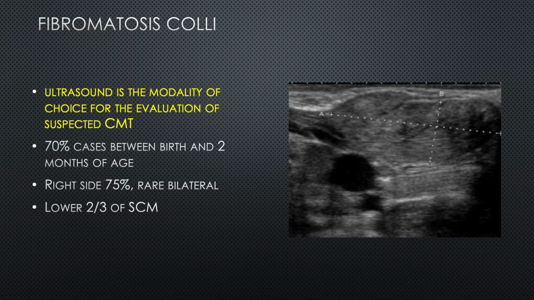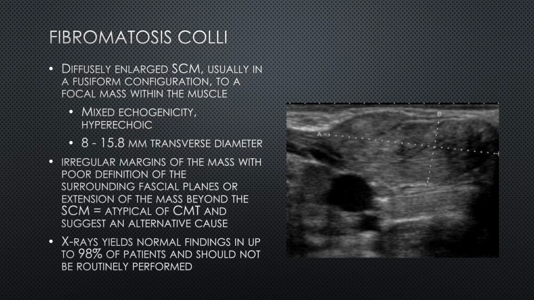So for fibromatosis coli, the ultrasound is a modality of choice for the evaluation. 70% of cases are between birth and 2 months of age. For some reason, the right side is more common and very rare to have bilateral involvement. And usually the involvement's in the lower 2/3 of the muscle. Fibromatosis coli, you'll see the diffusely enlarged sternocleidomastoid muscle, usually like a fusiform configuration. It also can be a focal mass, and the echogenicity is usually heterogeneous, more likely going to be hyperechoic.